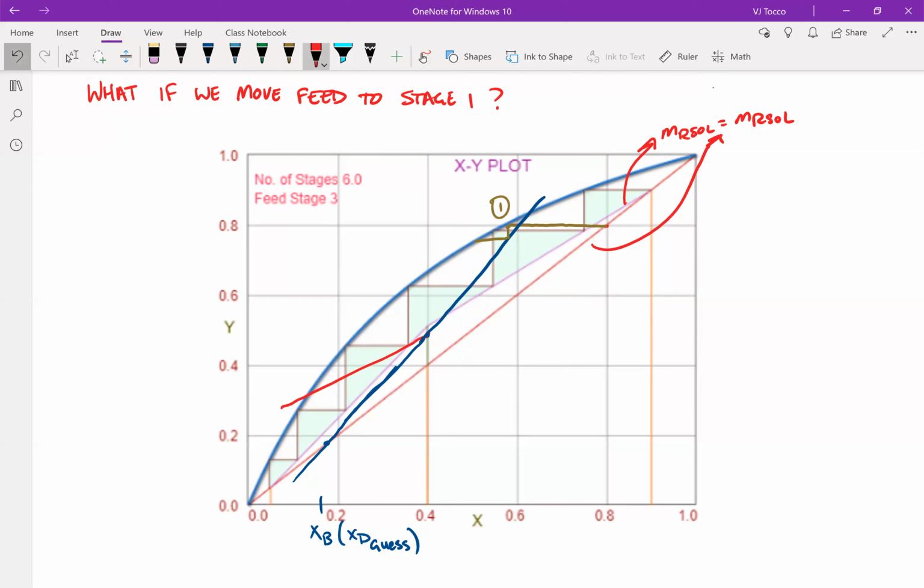Oops. Stage 2 is there. Stage 3 is still on the blue. Stage 4, stage 5. Okay, so this tells me that I went too aggressive with my guess. I only got 5 stages. I should be getting 6 stages, and it should land exactly on XB. So maybe in this case, I would choose an XD that's a little bit greater, so maybe 0.85. This is the point. I would just keep going, guessing, and checking like this.